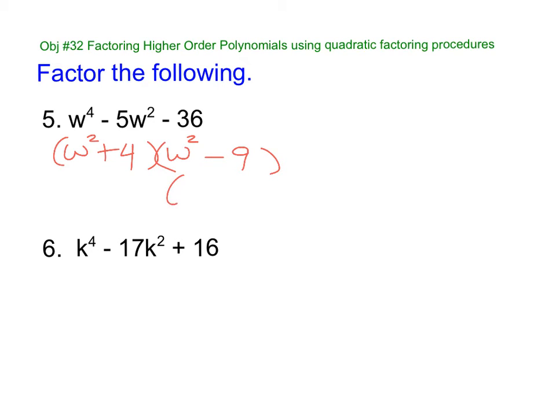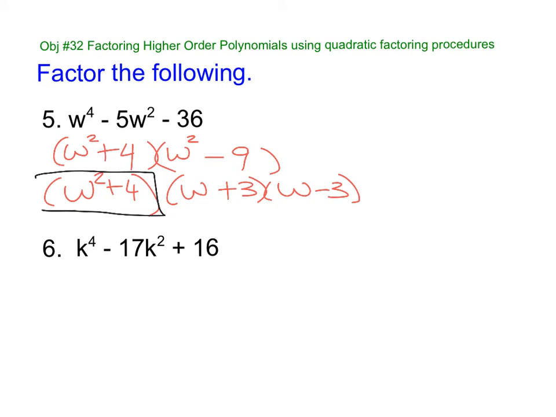But then we can factor w squared minus 9 as w plus 3, w minus 3, that's a difference of squares, and w squared plus 4. So now I'm going to throw in another extra piece just to be the obnoxious advanced math teacher.